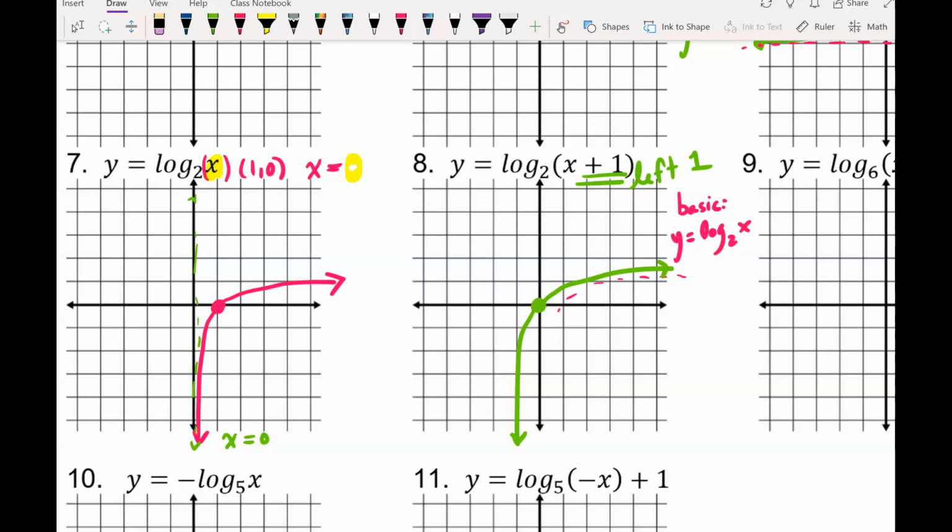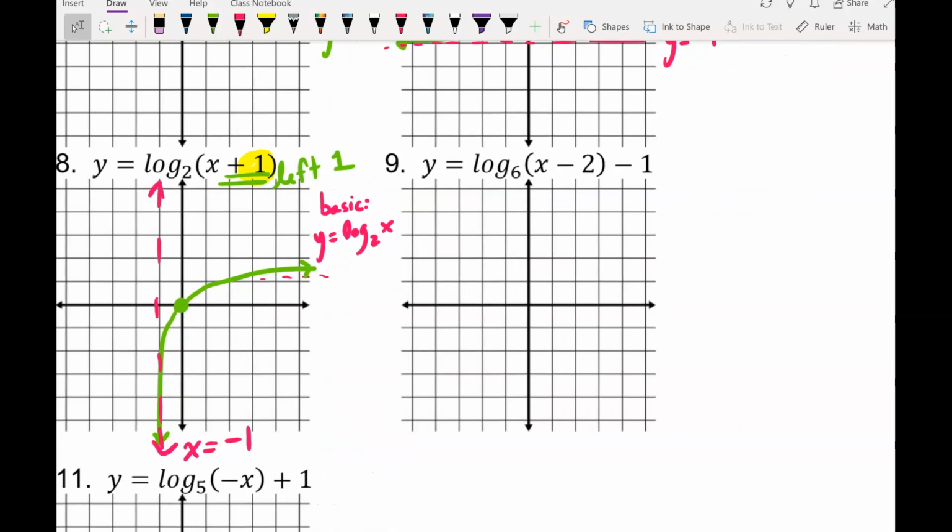And if I'm asking what is my vertical asymptote, remember it's what's been subtracted from x. So in this case, I can see it's going to be x equals negative 1. Remember, a minus and a negative creates that positive.